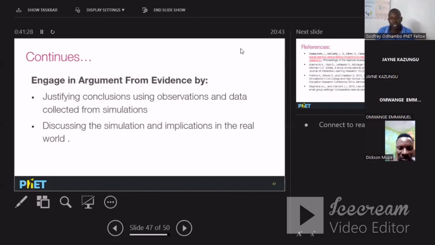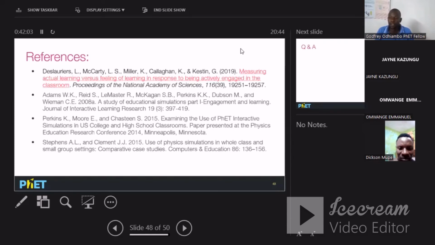So the teacher should engage in arguments from evidence by, one, justifying conclusions using observations and data collected from the simulations, and discussing the simulations and their implications in the real world. That is connecting what is learned in class with what is happening in real world scenarios. So up to that point, the references to this information I've given out are as shown in that slide.